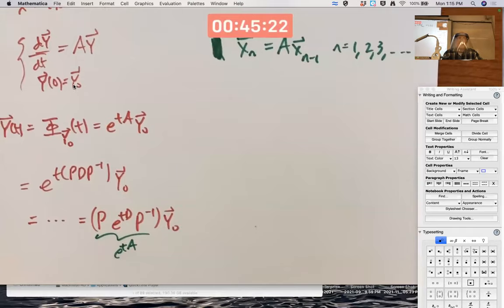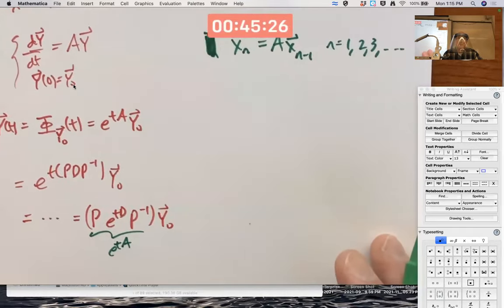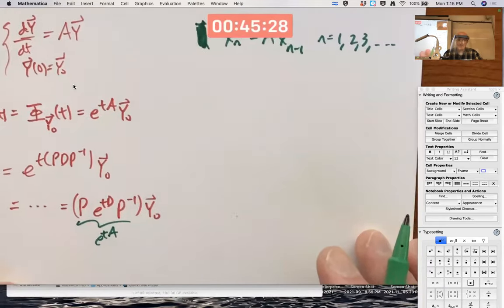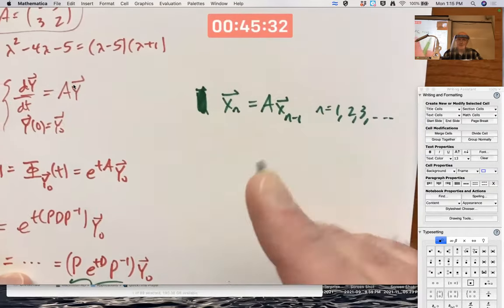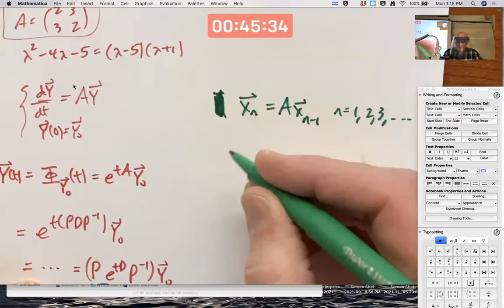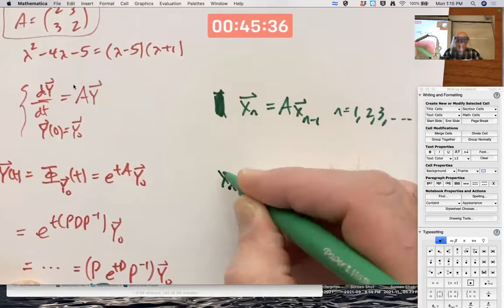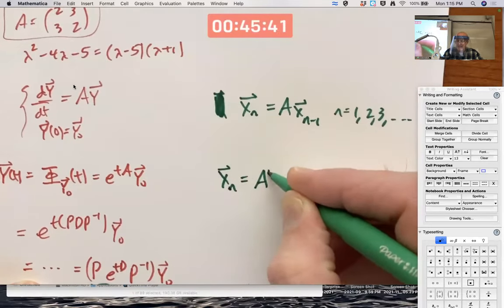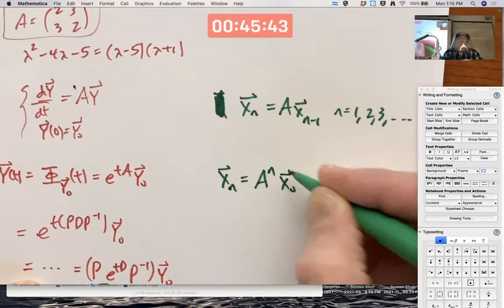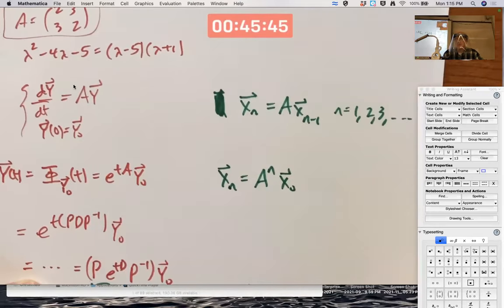I think we won't have time for Mathematica, so I want to try to wrap this up in a couple minutes here so give you some time to work. In the difference equation case, I don't use the phi notation. I can write the solution x sub n as A to the nth power times x0. That's the beautiful generalization in discrete form with difference equations.